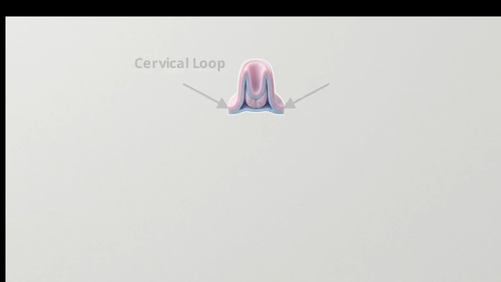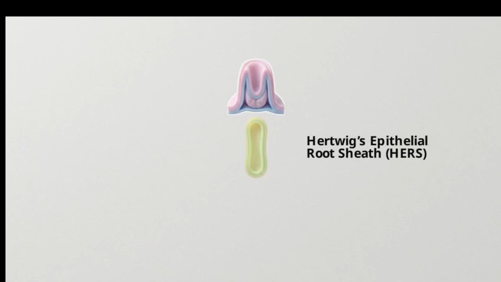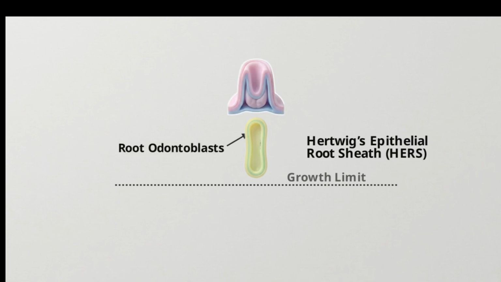The cells of the cervical loop proliferate strictly downward, forming a two-layered structure called Hertwig's epithelial root sheath, or HERS. HERS acts as a downward guide track. Its limited growth potential strictly dictates the final length and shape of the tooth's root. As it migrates downward, HERS chemically induces the adjacent mesenchymal cells inside the ring to differentiate into root odontoblasts, which immediately lay down root dentin.